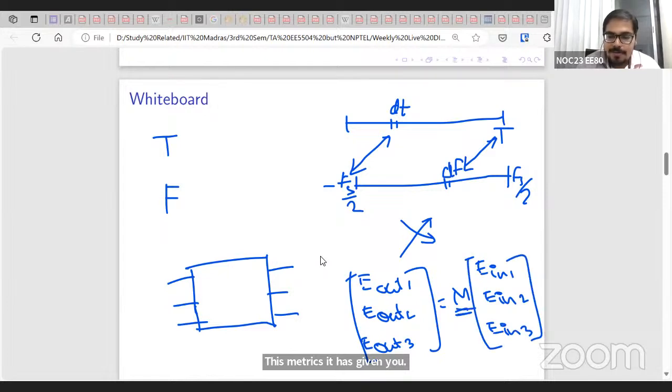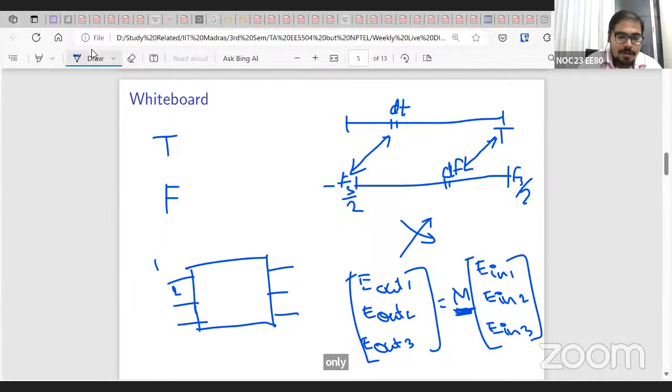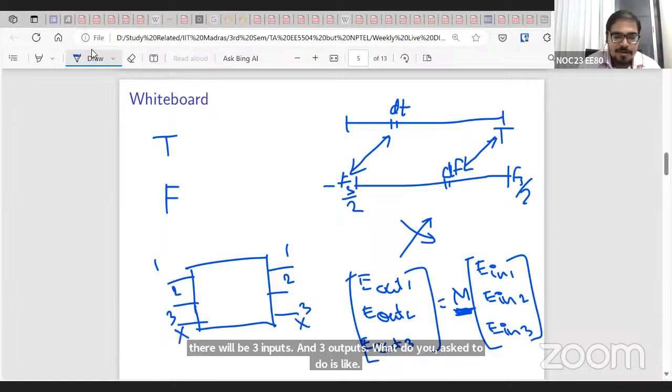So it has given you this. What does a 3 by 3 coupler do? What does this block do? What you're asked to do is consider only... there will be 3 inputs and 3 outputs. What you're asked to do is not consider this third port.